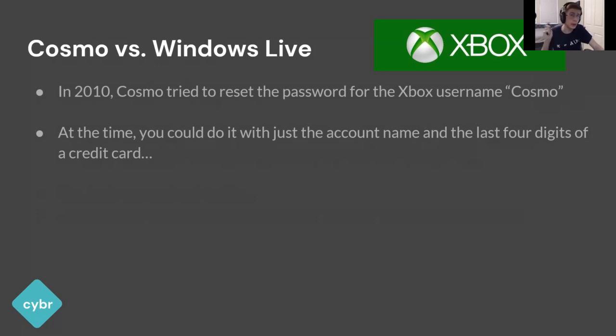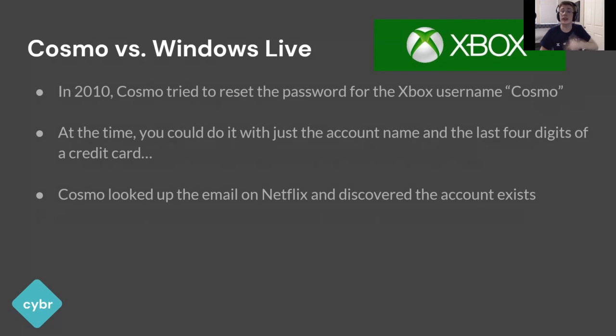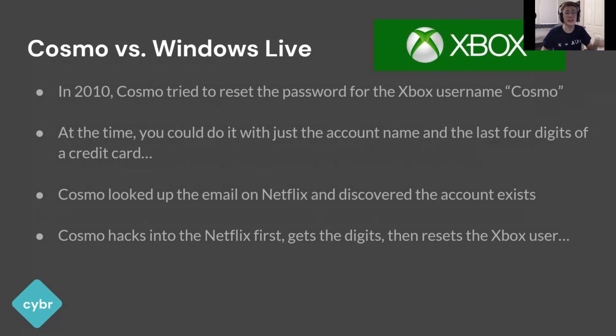And you can probably guess where I'm going with this. He found the email associated with the Xbox username Cosmo. He looked it up on Netflix and discovered that the account exists. He used his Netflix hacking strategy to get the digits of the credit card from the Netflix account of the same person with this Xbox account, took the digits, sent them over to Windows Live, and used them to reset the Xbox user password. And that is how he took control of the Cosmo Xbox Live username, which is kind of crazy when you think about it. This is credential stuffing, but it's the more advanced version.